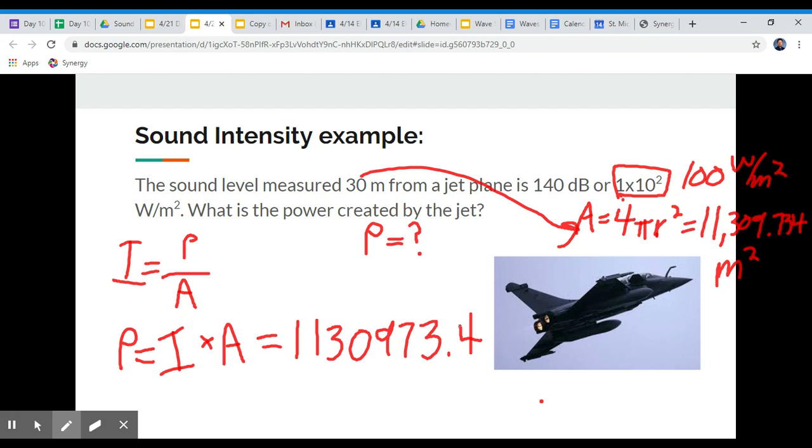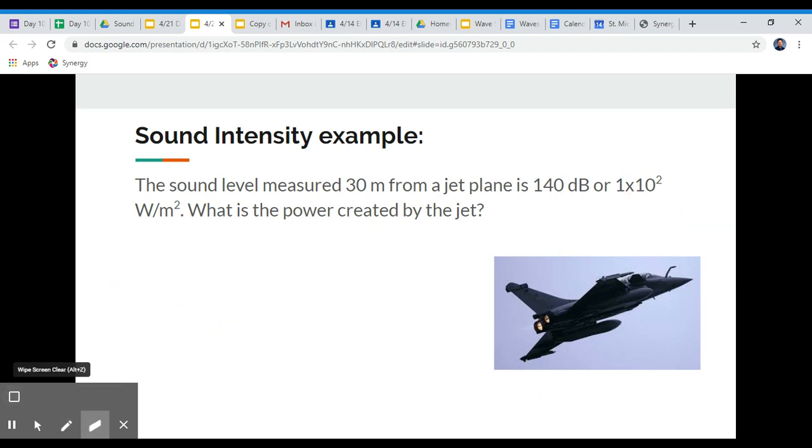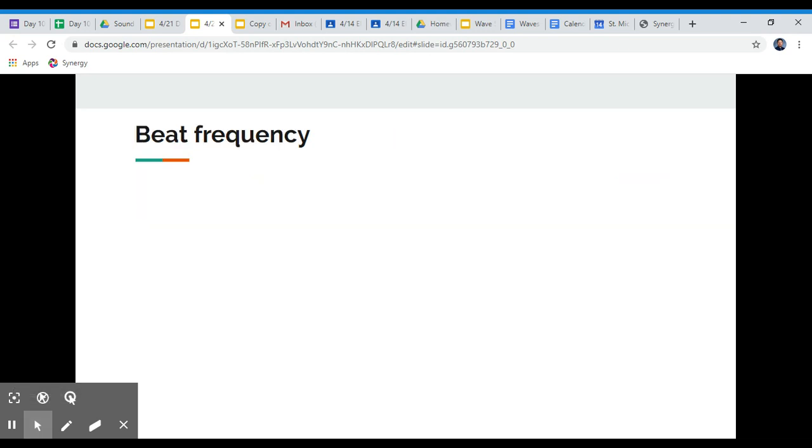So I end up with 1,130,973.4, and that is just going to be in watts, because remember we are solving for power. Okay. So there's an intensity example, and that's what a lot of your homework problems are going to be, using that intensity equation. All right, the next thing we're going to look at is something called beats.